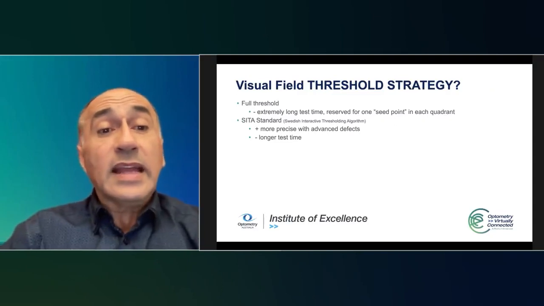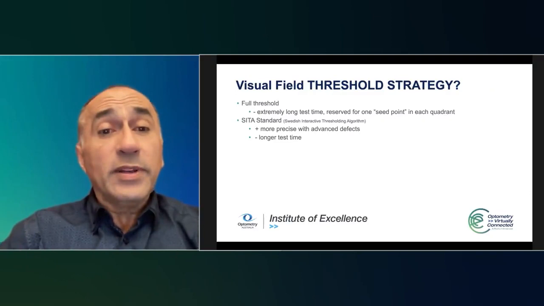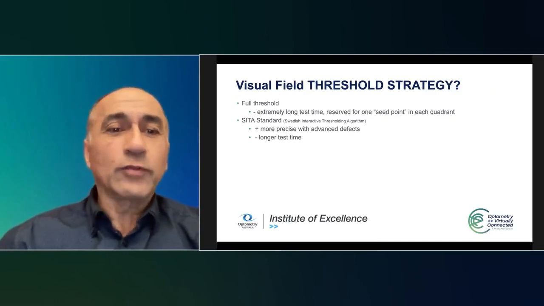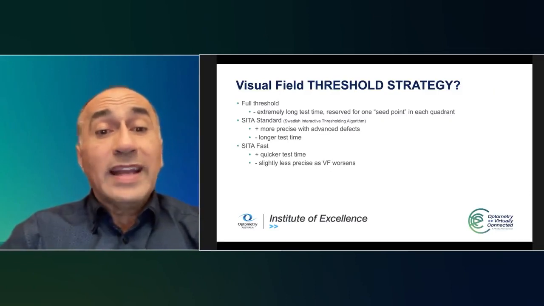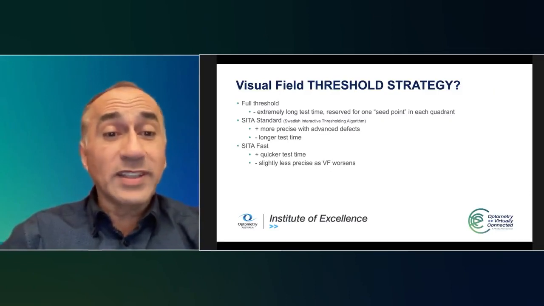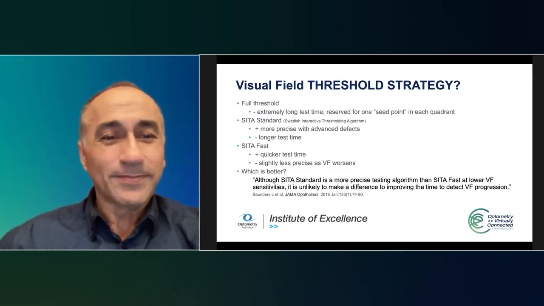SITA standard is quite precise. It still does a little bit of thresholding for the adjacent points and takes a little bit of time. It takes maybe 7 to 8 minutes to do a visual field map with SITA standard. SITA fast is quicker. It has a few fewer thresholding steps for each of the adjacent points to your seed point and a quicker test time.